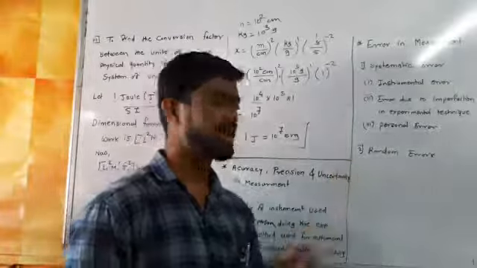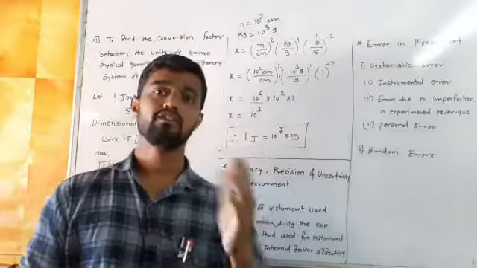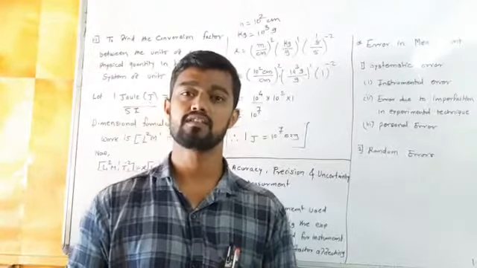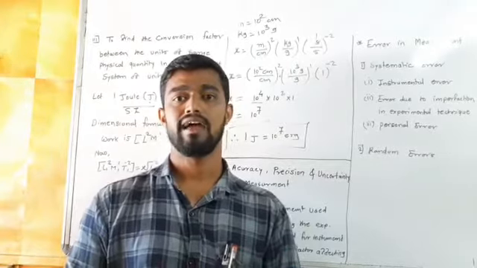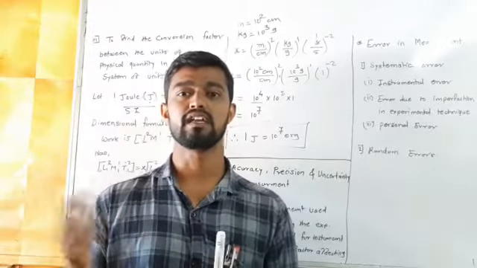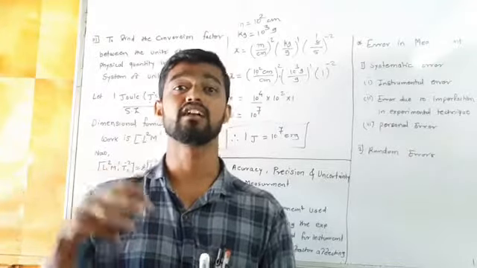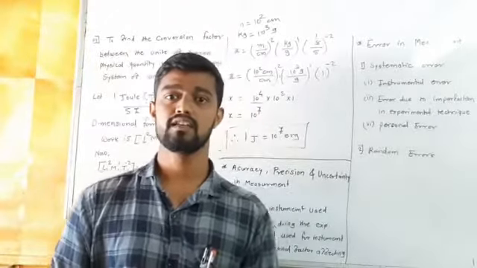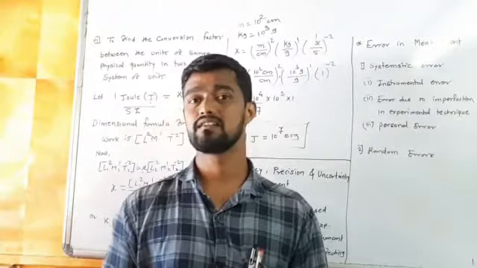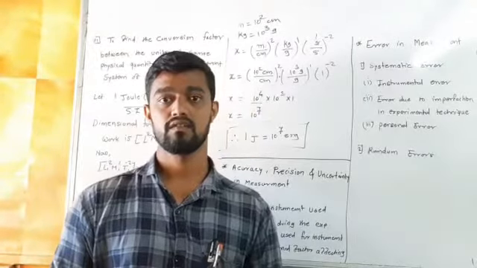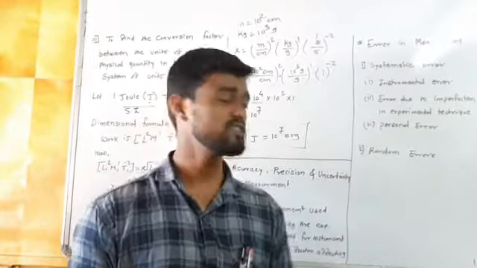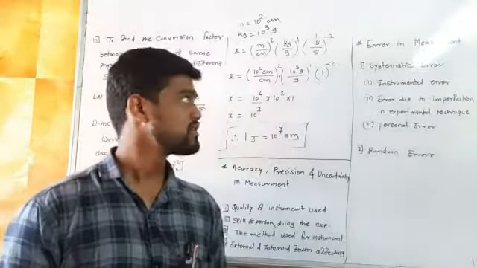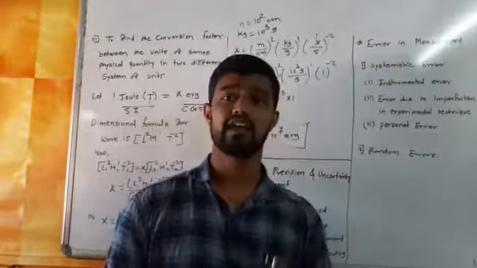And the last one is random error. For example, when you measure the temperature of this room, suddenly cold air enters the room and disturbs your temperature. We can never eliminate this cold air, but we can minimize it. So this is called random error. This is the error in measurement.